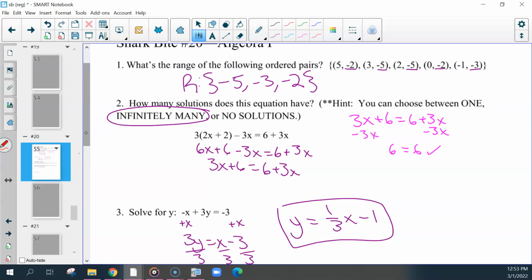I only got the -1 answer. I didn't get the fraction. I didn't know.